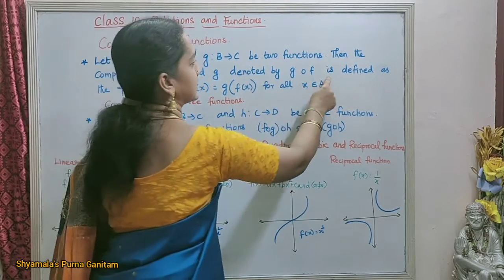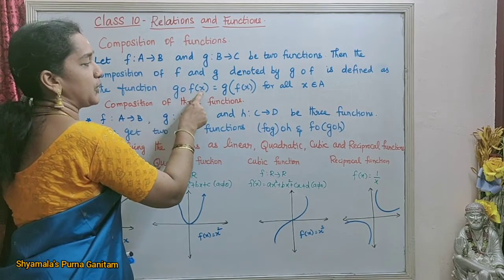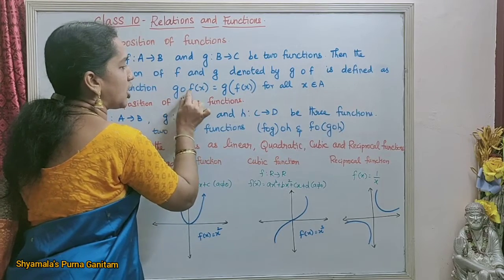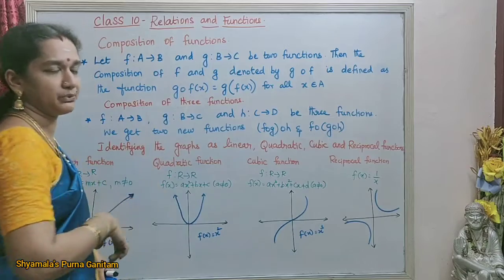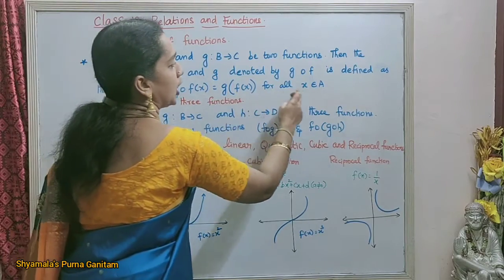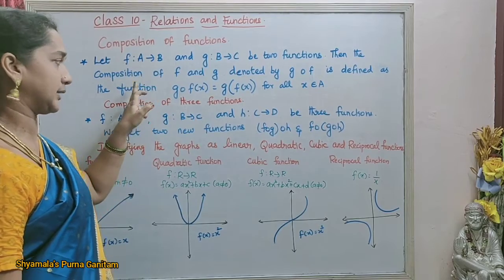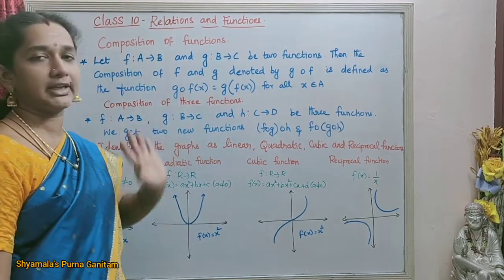We have to read it like this. It is defined as the function (g o f)(x) equal to g of f of x. Within the brackets you have to write the function f of x, for all x belonging to A. So this is for two functions, f and g. We will get it like this.